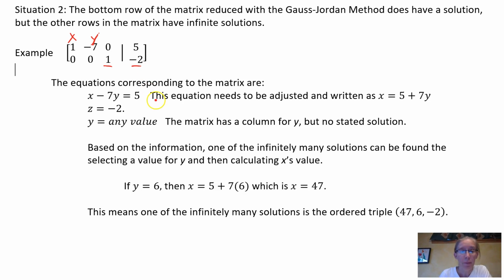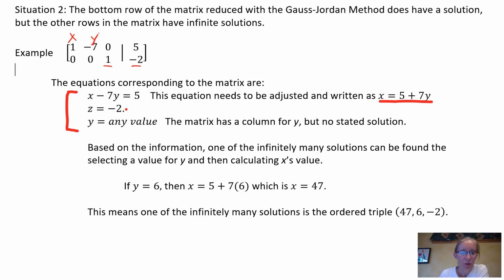That first equation from the first row needs to be transformed. So it says x equals 5 plus 7y. So we know z equals -2 from the second row. But what we don't know is what y equals. There's no row for y. That tells us that y can be any value. In this case, the matrix has a column for y, but no stated solution. So that's why y can be any value. All right, so these are our general solutions. x is going to equal 5 plus 7y, and y will equal any value.